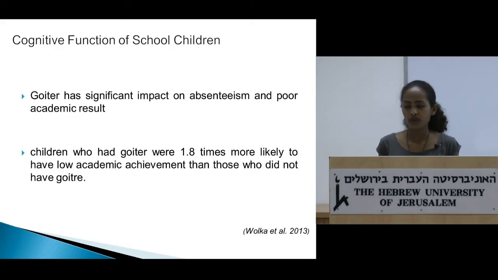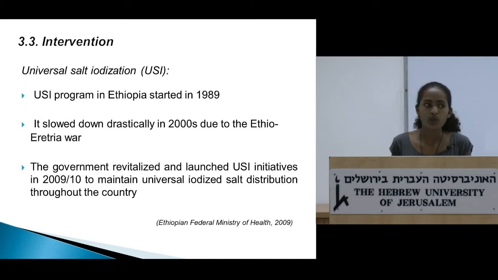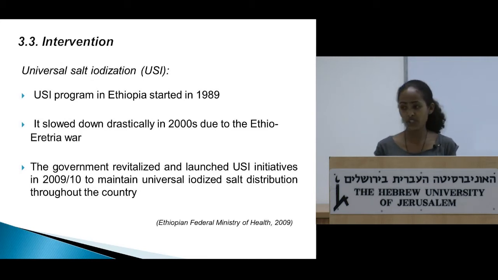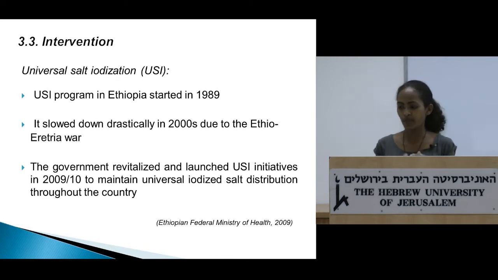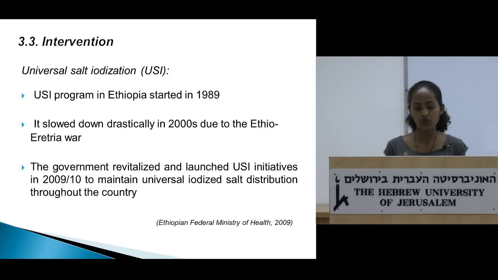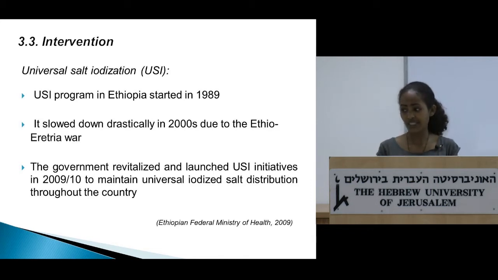Okay, when we talk about the intervention, iodine deficiency disorders are considered the most important preventable cause of damage, and universal salt iodization is the most preferred one to eradicate this problem. So when we see the history of salt iodization in Ethiopia, it actually started in 1989. However, it was interrupted due to the conflict between Ethiopia and Eritrea. Then the government of Ethiopia in 2009-10 started to revitalize and launched the universal salt iodization initiative in the country.